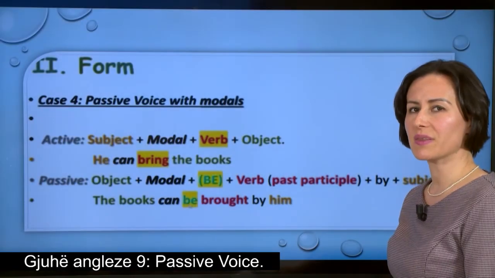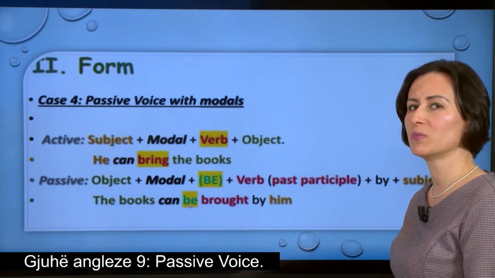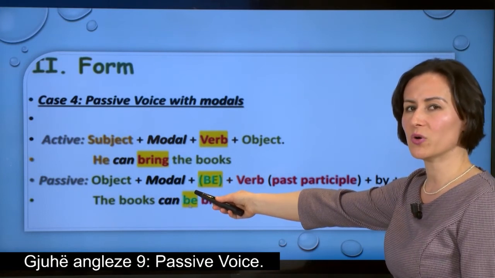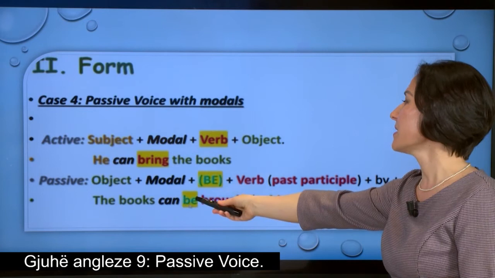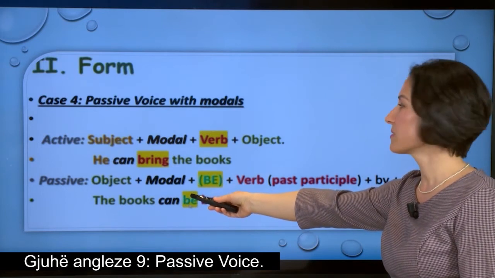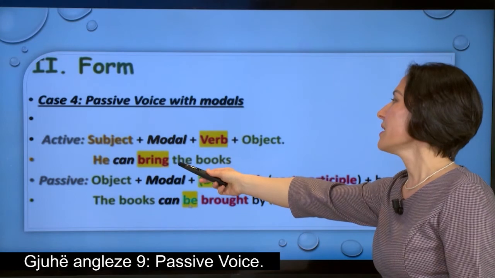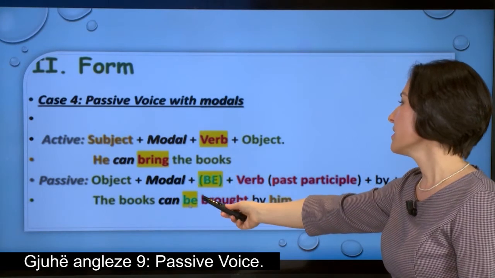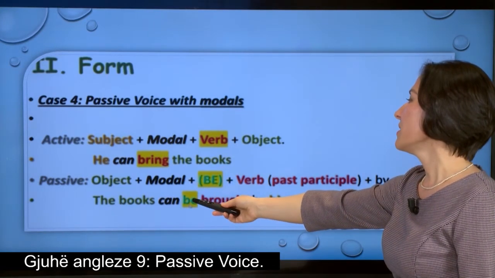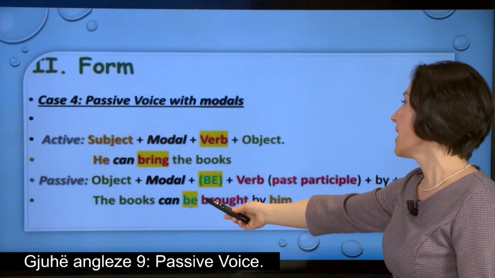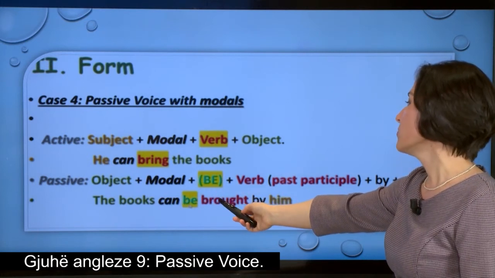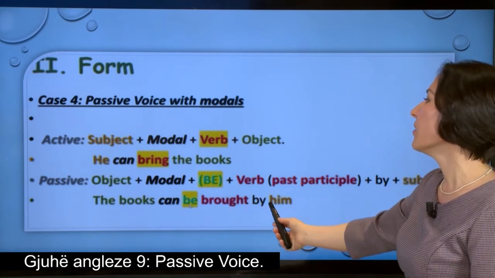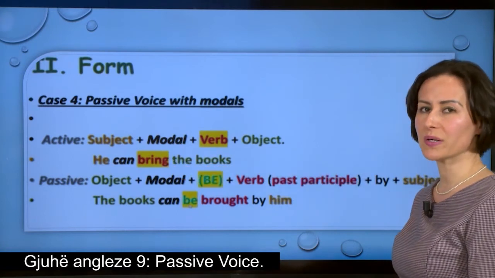You can notice that the direct object, the books, becomes the new subject in the passive voice, and the modal verb stays the same as it was. But in this case, the verb bring, which follows the modal verb can, is put behind this modal verb, and it is put into this form: can be brought by him, the doer.